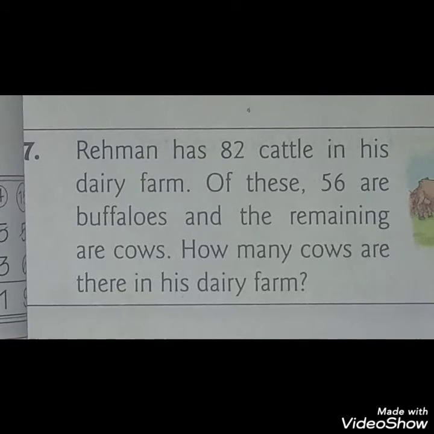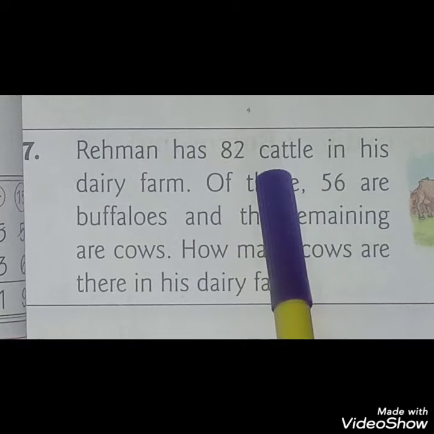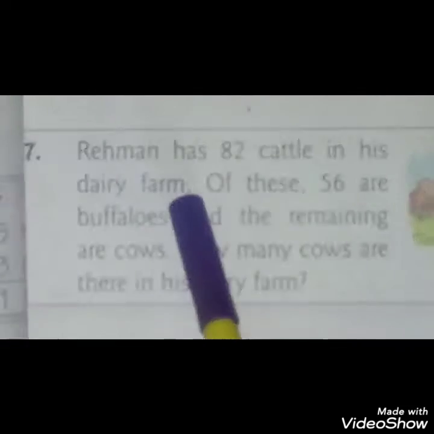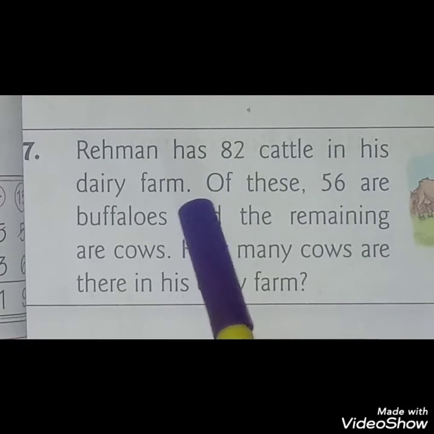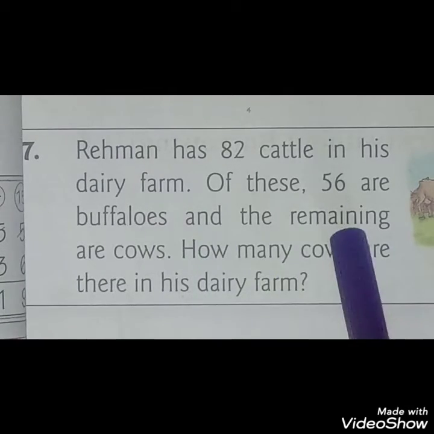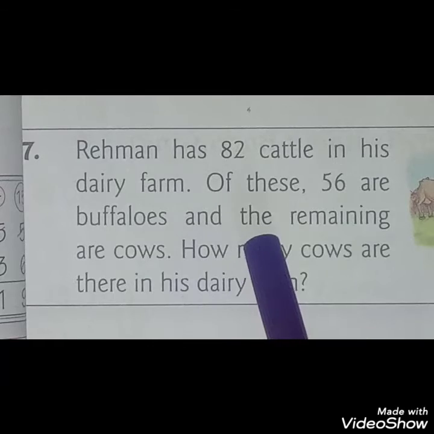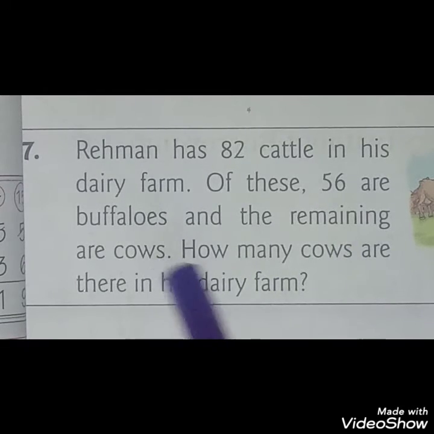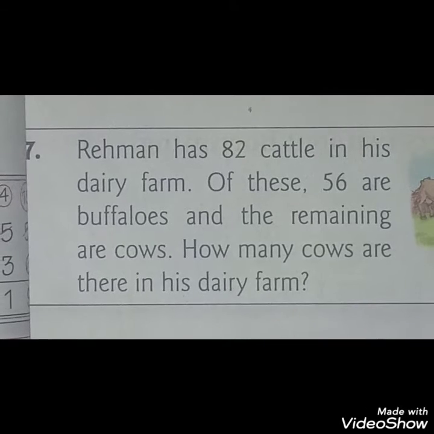Now we continue our sums. Sum number 7. Rahman has 82 cattle in his dairy farm. Of these, 56 are buffaloes and the remaining are cows. How many cows are there in his dairy farm? We have to count how many cows there are.